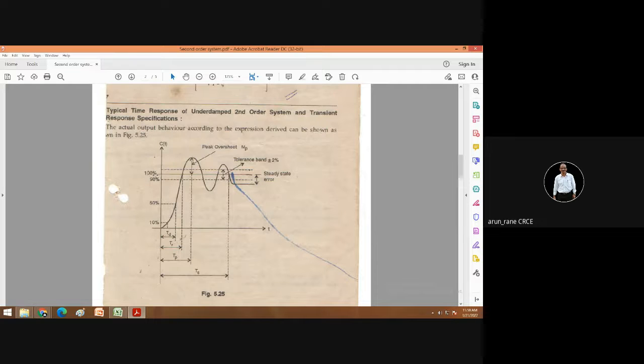This is my desired value, that is at 100%, and the system is reaching this after some time, and that time is Ts. This difference is called the steady state error.